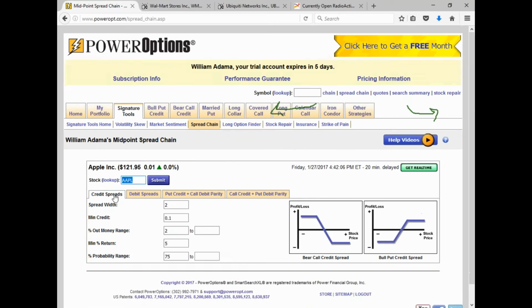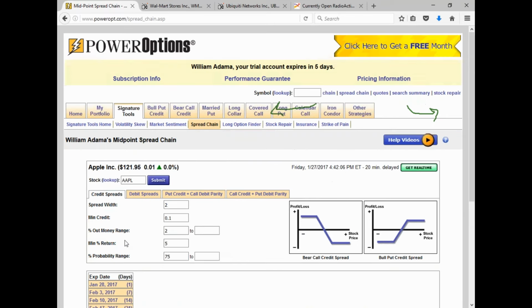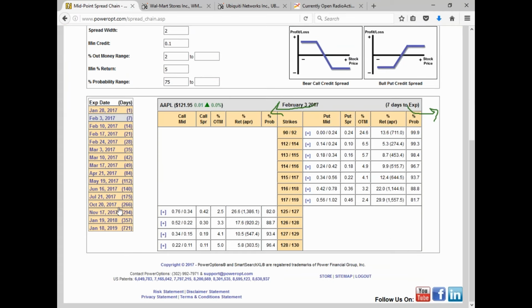And so let's go ahead and submit that. And let me take out the 21st, and I want to see the 7th. Okay. So again, over here on the left-hand side, higher strike prices, the 125, 127, with Apple trading at 121.95. The 126, 128, and so forth. These are my strike combinations. And on the bull put side, it's 119, 117, 115, 117, and so forth.